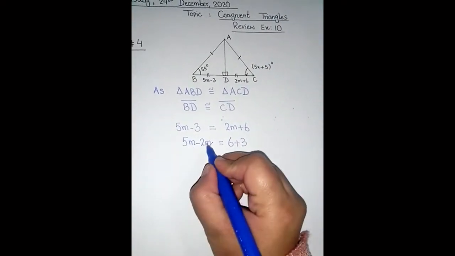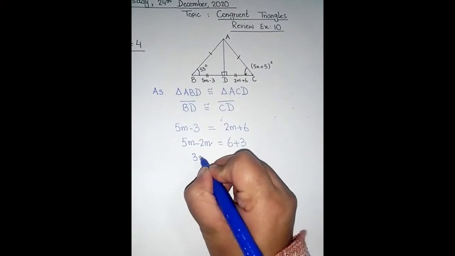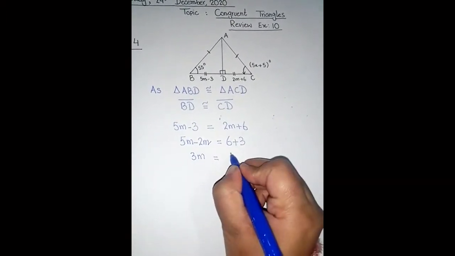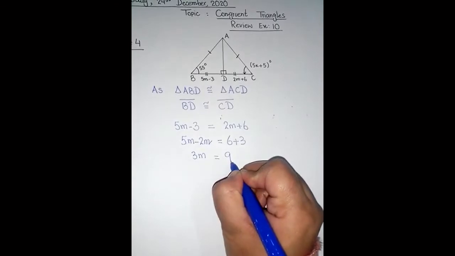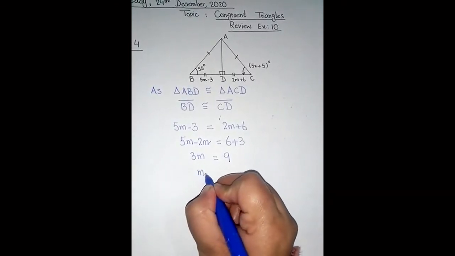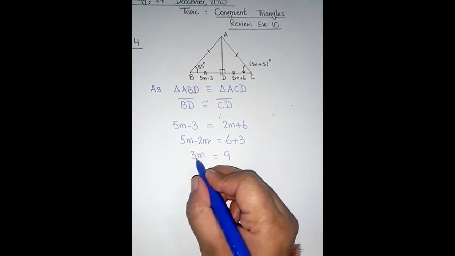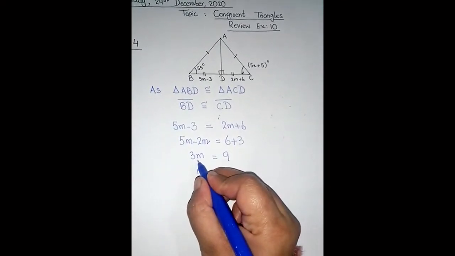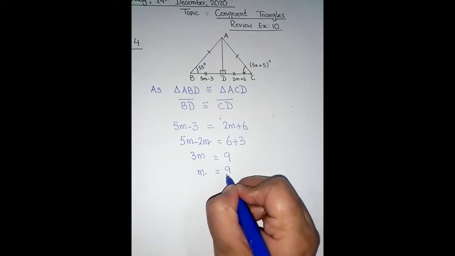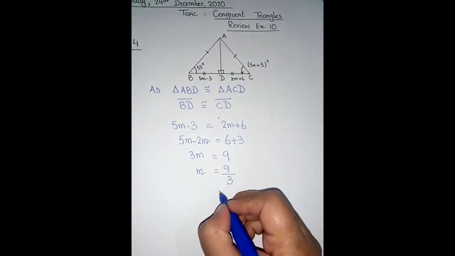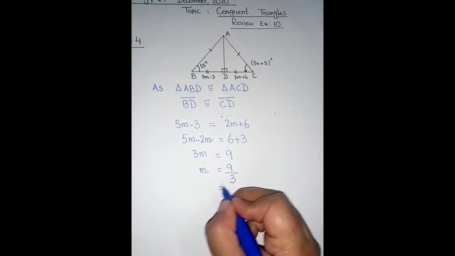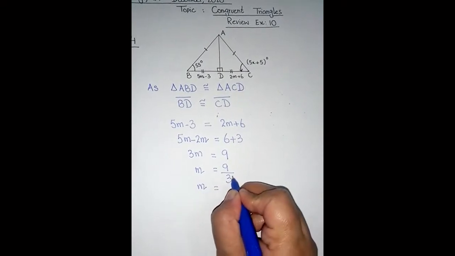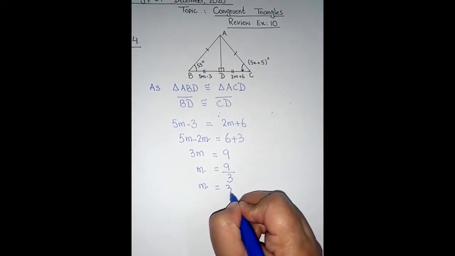So 5m minus 2m is equal to 3m, and 6 plus 3 is equal to 9. We have to find the value of m, so keep m here and move this 3 to the other side. Here it is multiplying with m. When I move it to the other side, it will come in the denominator. Now 3 1s are 3, 3 3s are 9.